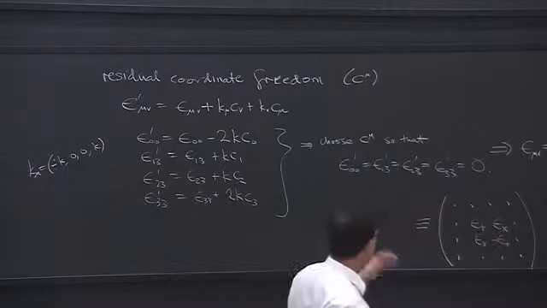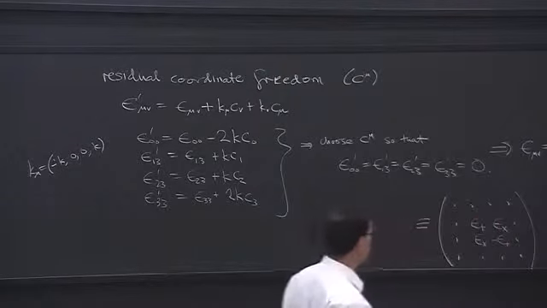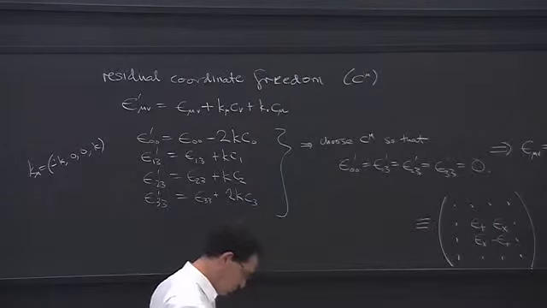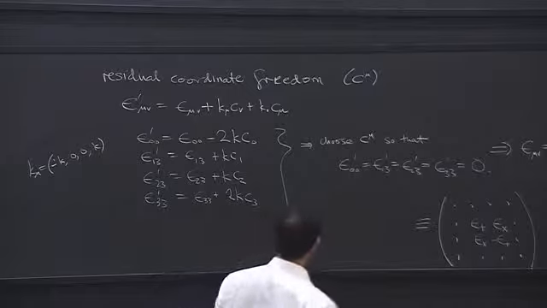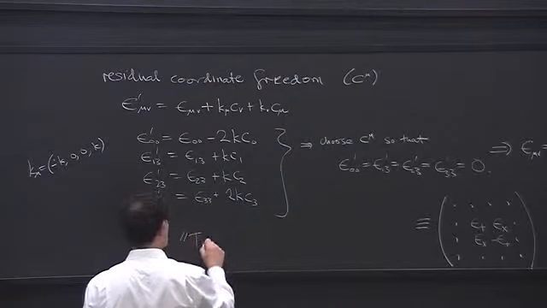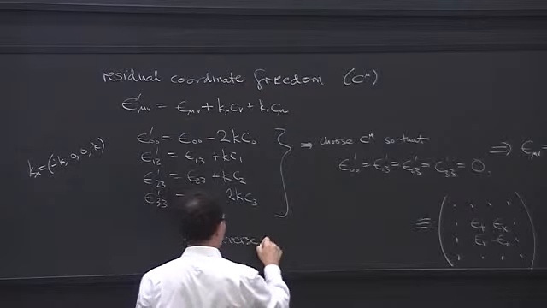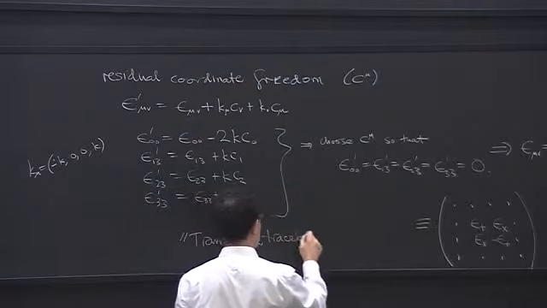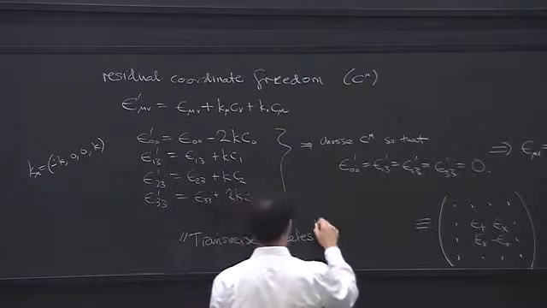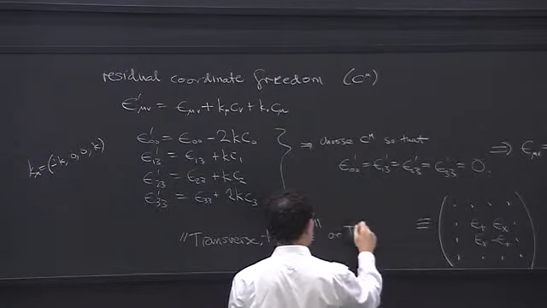So by choosing a gauge, you can always put your polarization tensor in this form. And this is called transverse traceless, or TT gauge.